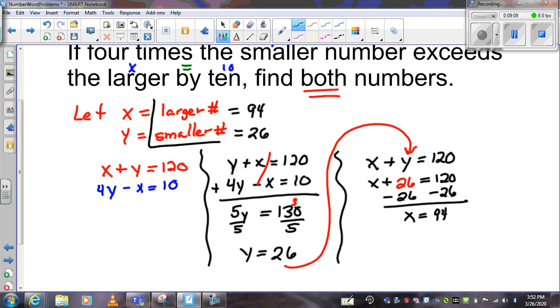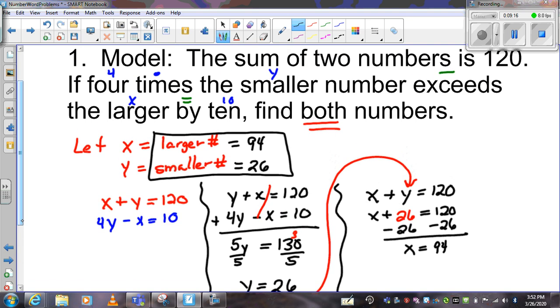And if you remember, we could just box this part of our let statement and it answers the question very nicely. So if you want to do a quick check, your check can be as easy as this. The sum of two numbers is 120. So 94 plus 26, that's 10, carry the 1, that's 120. So it works with the first sentence.